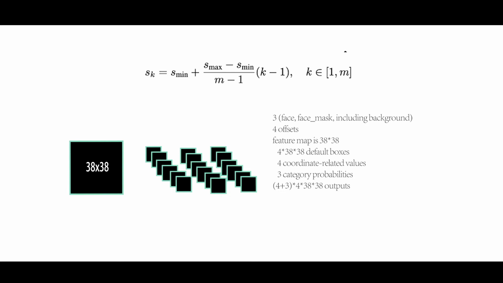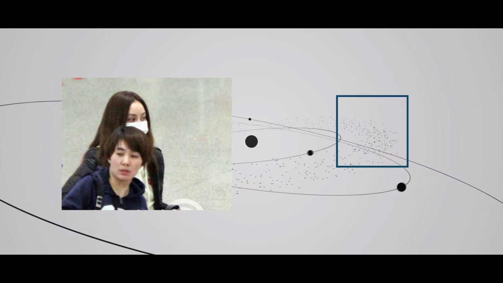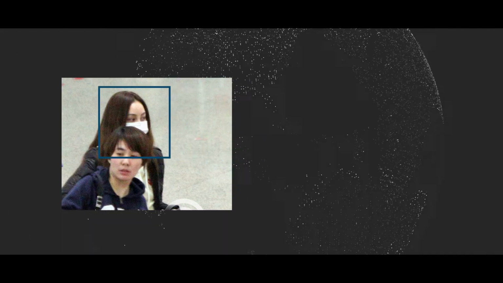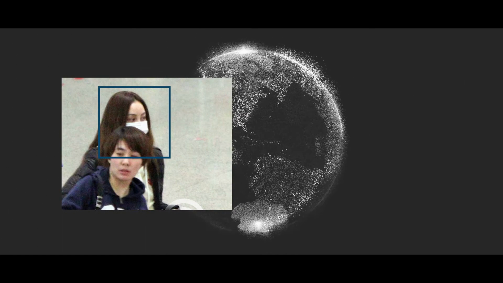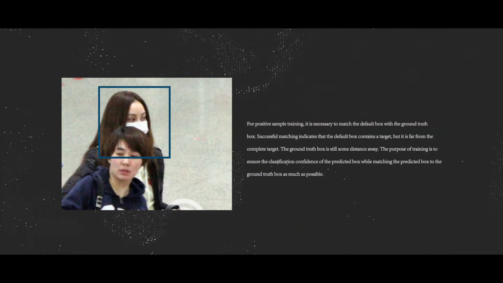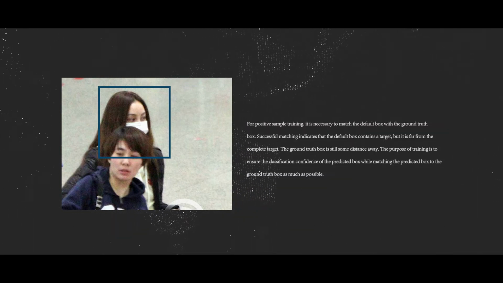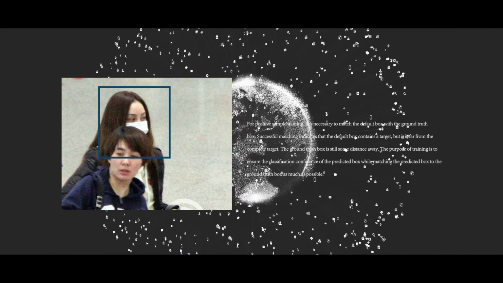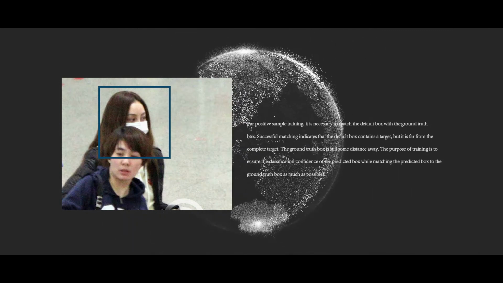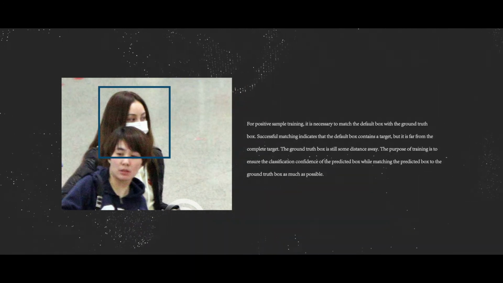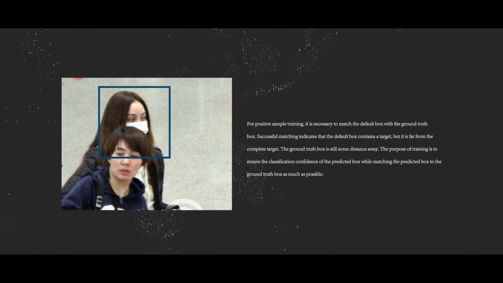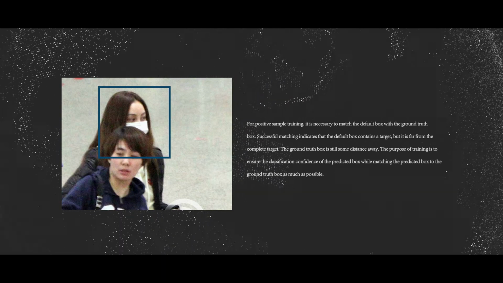Next part is the training process. This is our training process. During the training process, in general, one image is sent to the network to obtain all feature maps. For positive example training, it's necessary to match the default box with the ground truth box. Successful matching indicates that the default box contains a target, but it's far away from a complete target. The ground truth box is still some distance away.